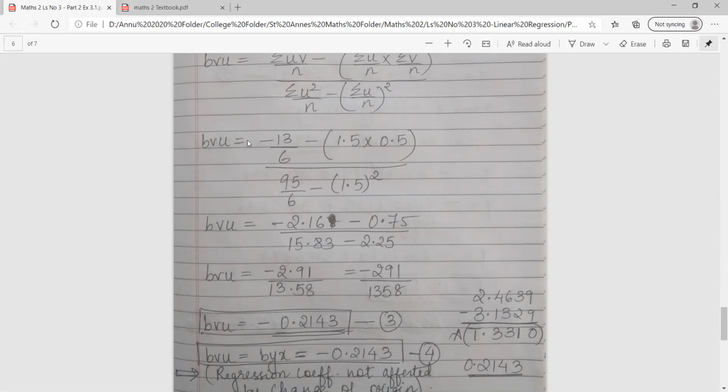So in this case, class, see, there's a negative in front. So be very careful. So minus 2.16 minus 0.75 divided by 15.83 minus 2.25. So see, the negative sign is continuously following. So you have to be very careful with that. Don't forget to write it.